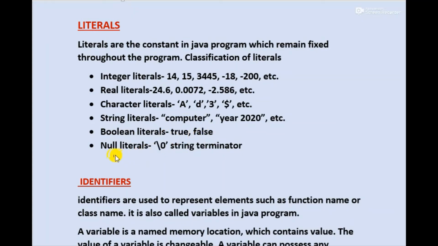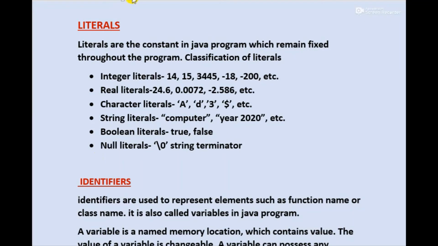The last one is null literals. This is another special purpose literal, and it is represented as backslash then 0. It is enclosed within single quotes, and it is used in a Java program as a string terminator to mark the end of a string. So these are the different types of literals or constants which can be used in a Java program as a token.